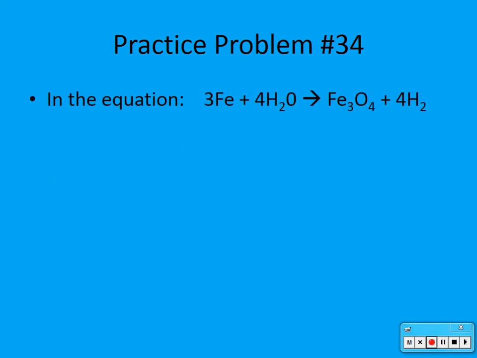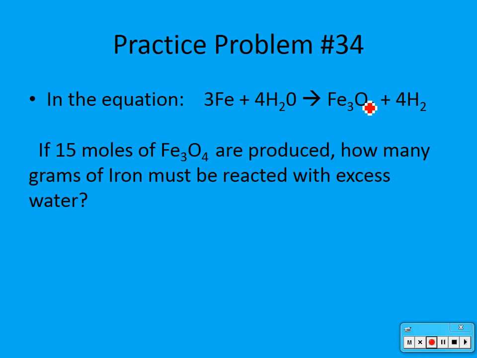Practice problem number 34. Here's our equation. First of all, is it balanced? 3 irons, 3 irons. 8 hydrogens. There's 4. Oh no, those are oxygens, sorry. So 4 times 2 is 8 hydrogens. Okay, oxygens. We got 4 times 1, which is 4, and we got 4 oxygens there. So we're dealing with a balanced chemical equation. That's always a good thing to look at before you start. Okay, now we can do the problem.